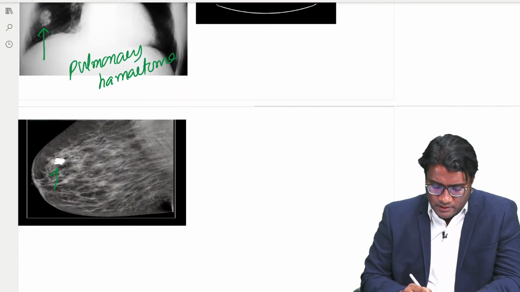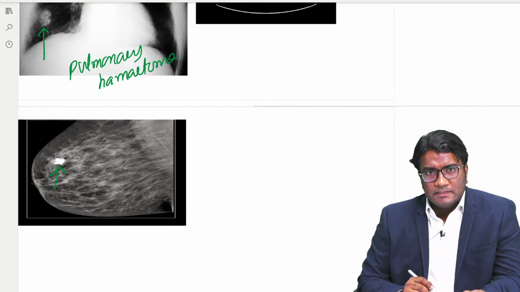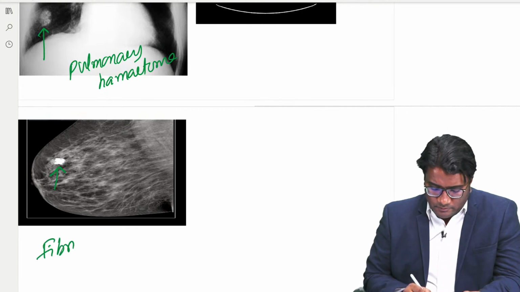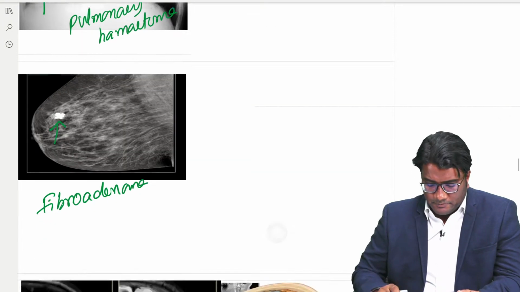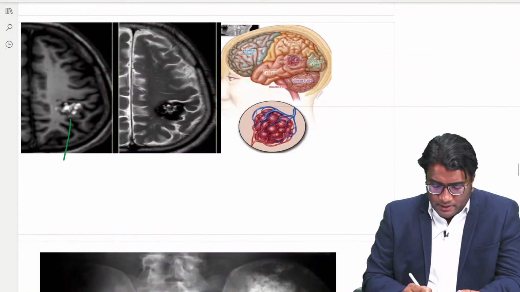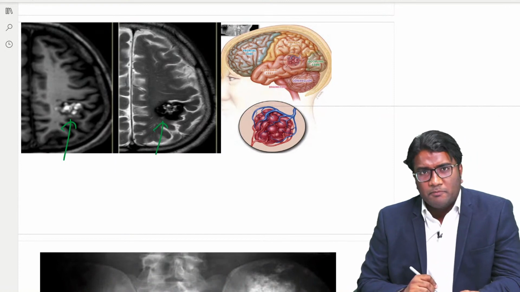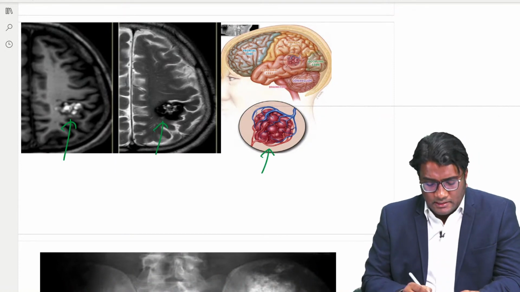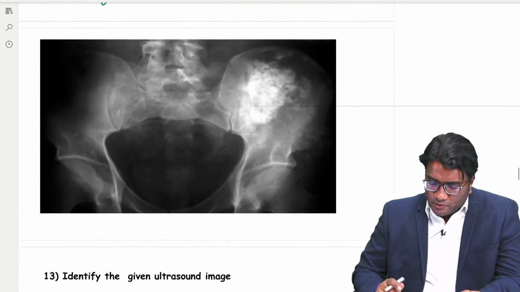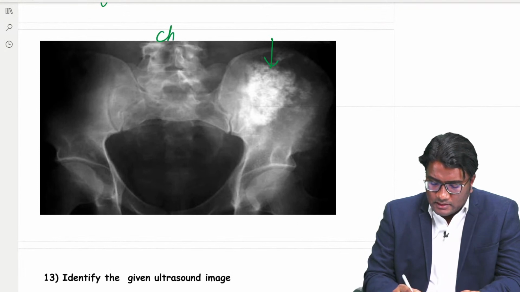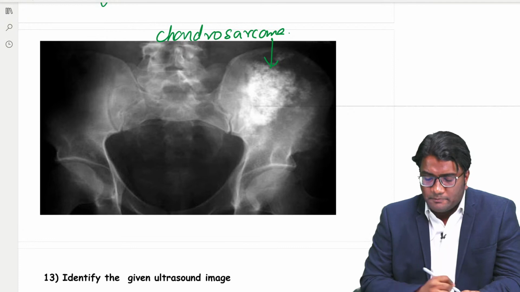This is mammography showing popcorn appearance. This is fibroadenoma, right? Involuting fibroadenomas have this popcorn-like appearance. And this is MRI brain showing irregular popcorn-like vessels, a vascular lesion. This is cavernous angioma. And this is popcorn appearance on the iliac bone. This is a chondrosarcoma. So remember all these popcorn appearances, right?